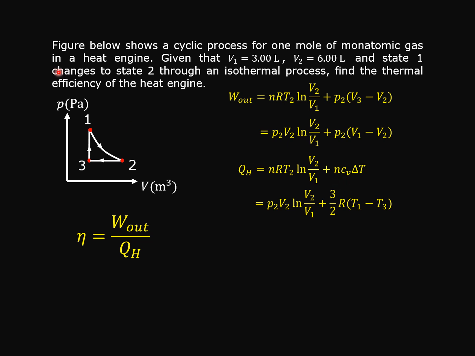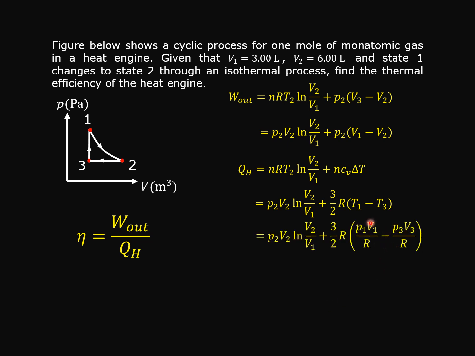For the second term, nCV delta T, because n takes 1 mole and CV takes the value of 3/2 R for the monoatomic gas, we have 3/2 R, and delta T is T1 minus T3. This term we get from the process when the state changes from 3 to 1, so the final temperature is T1 and the initial temperature is T3. That is why delta T is T1 minus T3.